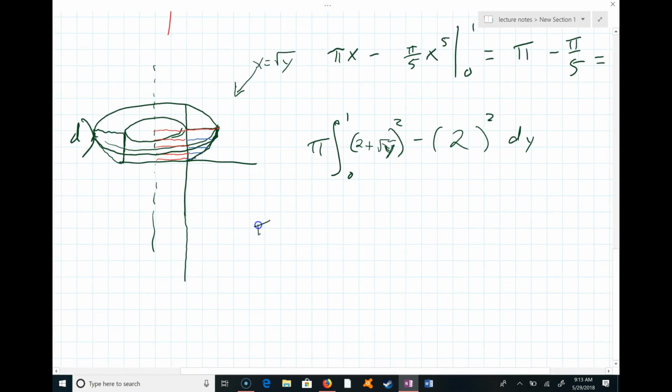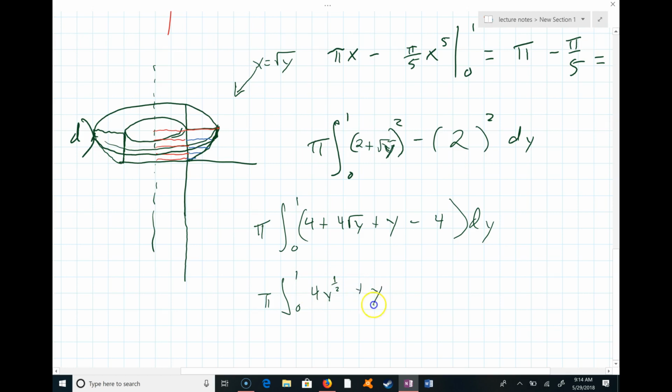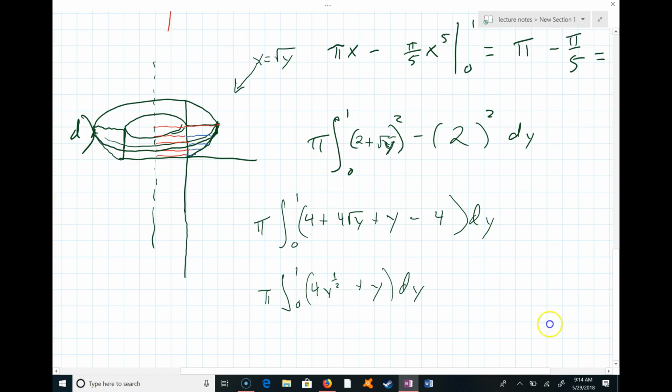Okay, so this one now forces us to do a little algebra. Woo! We've got to square that thing, so that's going to be 4 plus 4 times the square root of y plus y minus 4, all times dy. And of course the 4's will cancel out. That's kind of nifty. And we get 4y to the 1/2 power, just to set it up to get ready to integrate, and there's a y there. Then all that's times dy.